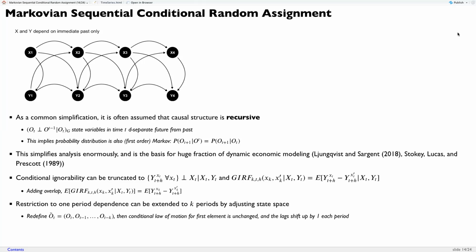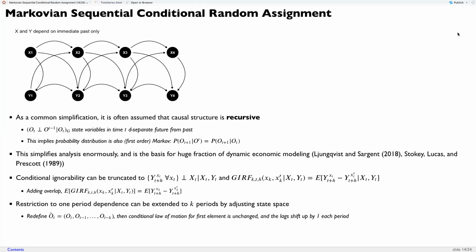You can truncate the conditional ignorability to just depend on the most recent past values. So this should be given X_{t-1}. So these should all be minus 1s for this. And likewise, the generalized IRF just depends on the most recent values describing the state.